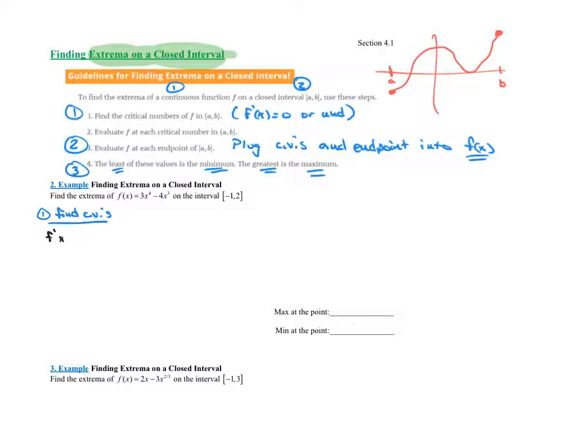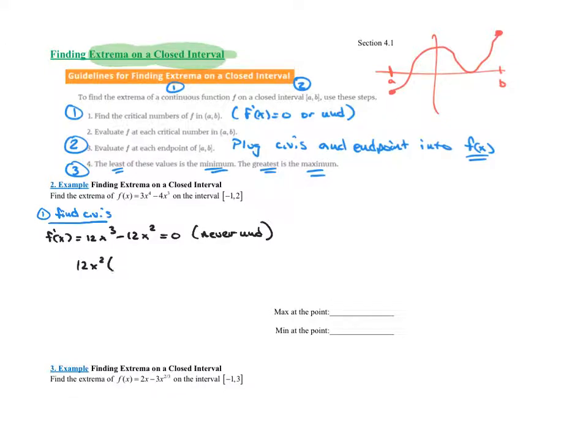F prime of x shouldn't be too hard. Derivative of 3x to the fourth would be 3 times 4, which would be 12x cubed. Minus 4x cubed, the derivative of that is 4 times 3, which would be minus 12x squared. Well, we set this equal to 0. I'm just going to note to myself, this is a polynomial function, so it's never undefined. That doesn't matter to us right now, but when we start dealing with fractions, it will. So I set it equal to 0. It's never undefined. Looks like I can factor out a 12x squared.